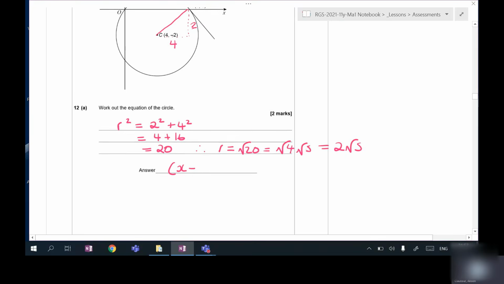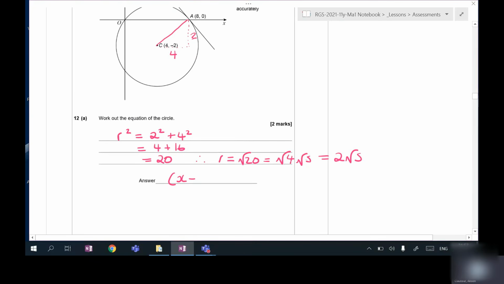So remember, it's x minus the x coordinate of the centre, so (x minus 4) squared plus (y plus 2) squared equals r squared, which is 20.